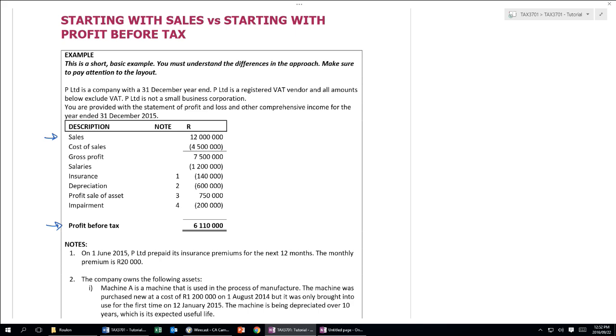Students sometimes find it a little bit more challenging to do the one where you start with the profit before tax, because it takes into account certain accounting entries that have been passed, things that you have to reconcile. But what I'm going to attempt to show you guys here is to show you that it's very, very simple to do the two if you understand especially what you should be doing when you start with sales.